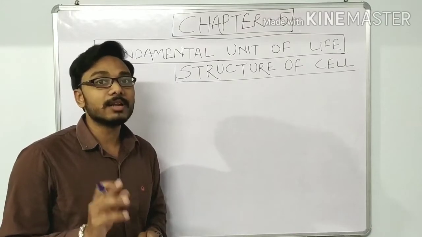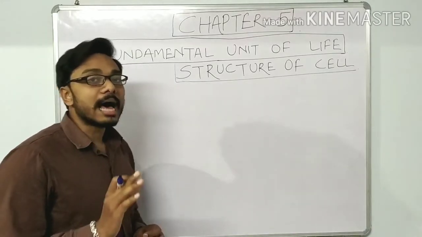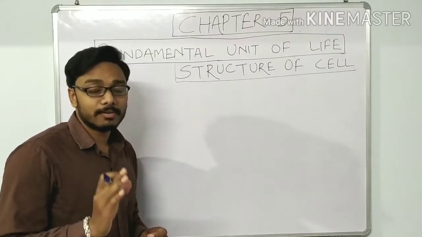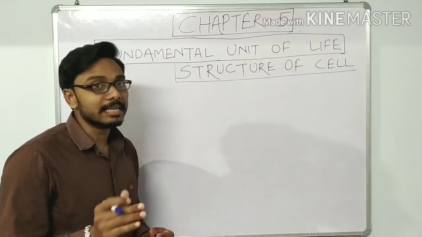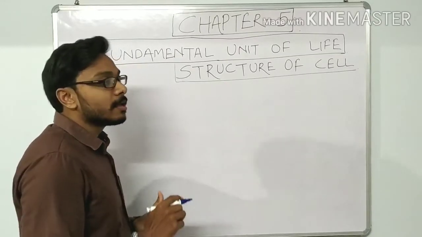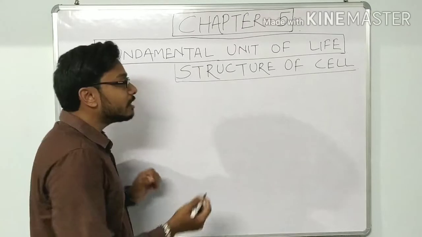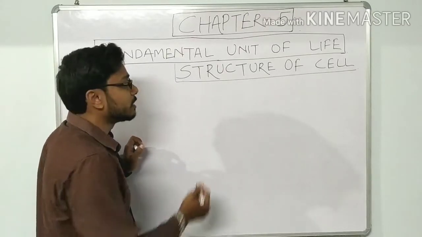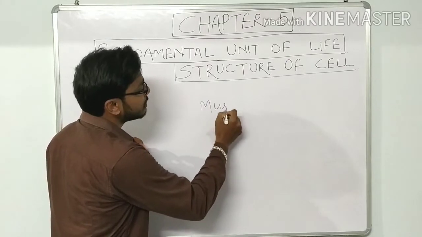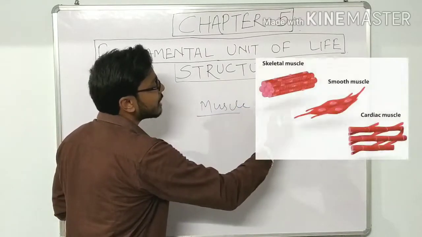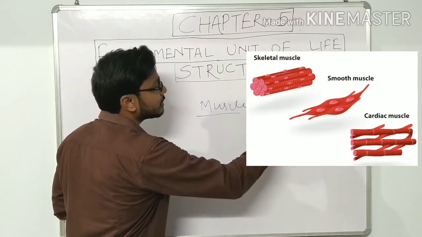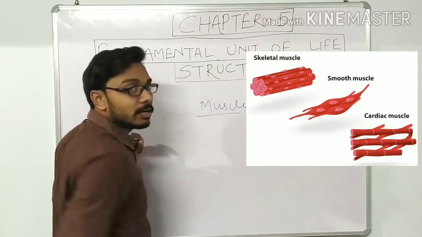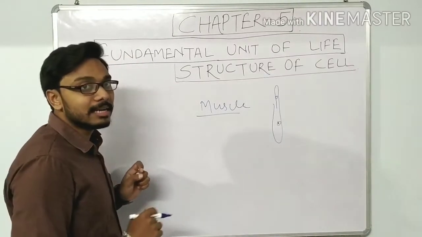So the answer is no. All the cells do not have the same shape or size. You might know that different cells have different types of shapes. The muscle cells have a linear structure and are also multinucleated. I will show you the exact image.